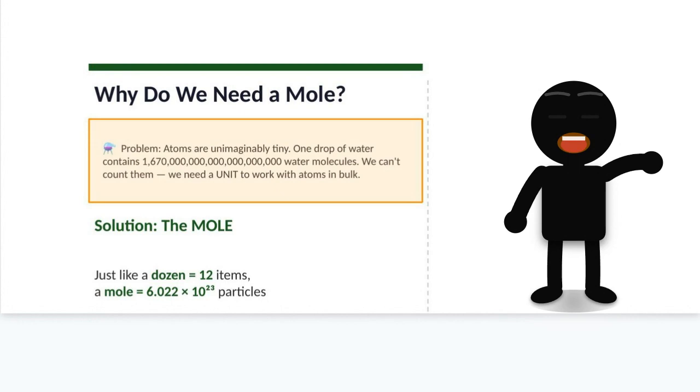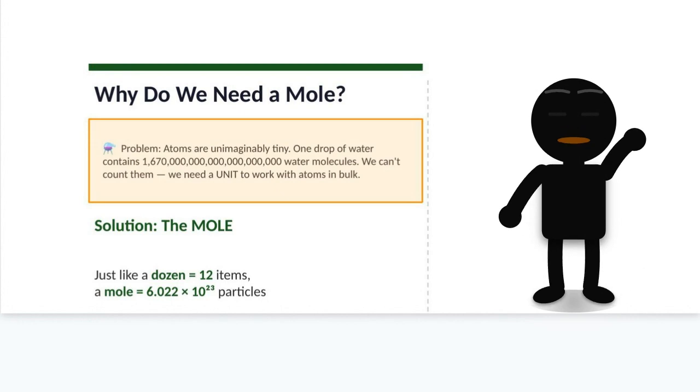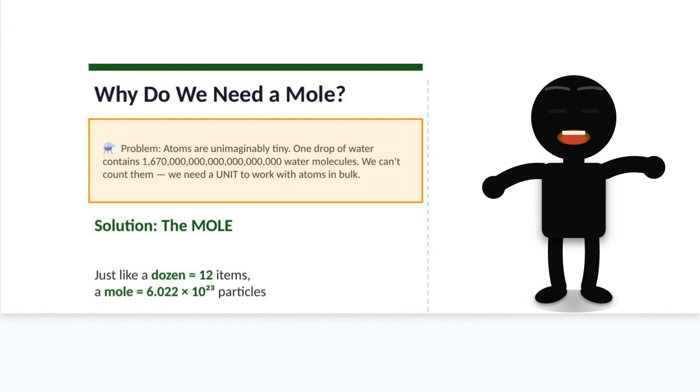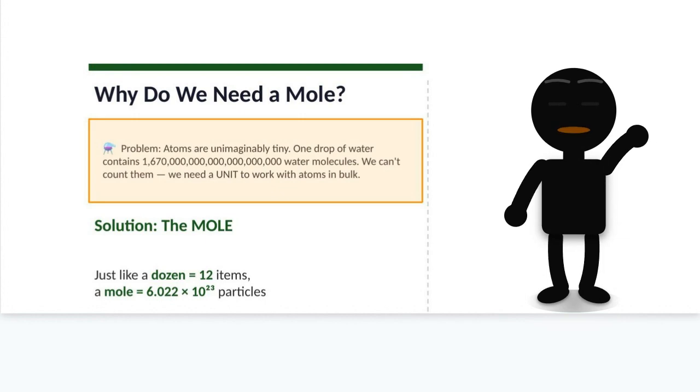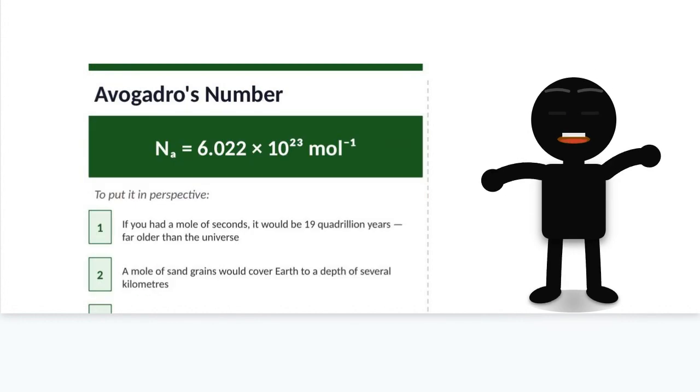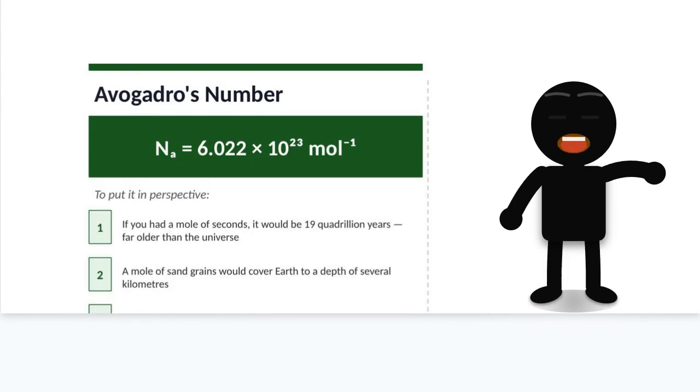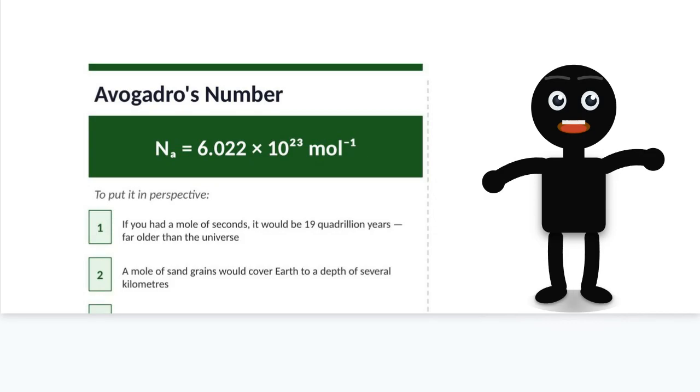Chemists invented the mole as their counting unit for atoms and molecules. 1 mole of anything contains exactly 6.022 times 10 to the power of 23 of those particles. It does not matter whether you are counting atoms, molecules, or ions. 1 mole always means the same number of particles. That number has a name, Avogadro's number. Avogadro's number is 6.022 times 10 to the power of 23.